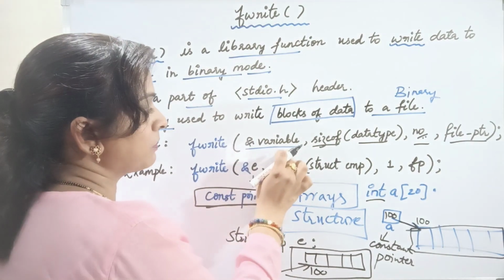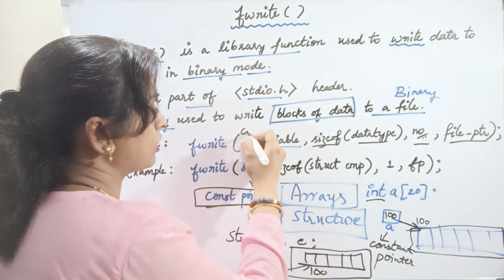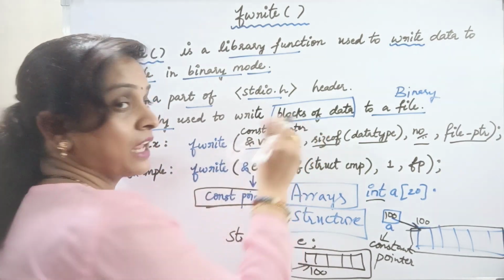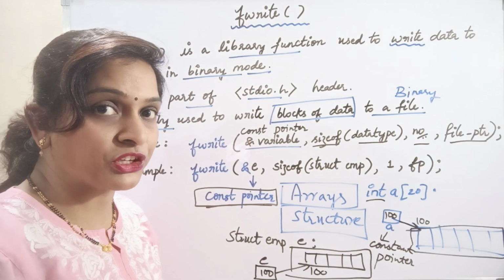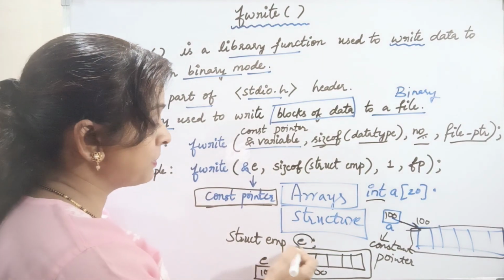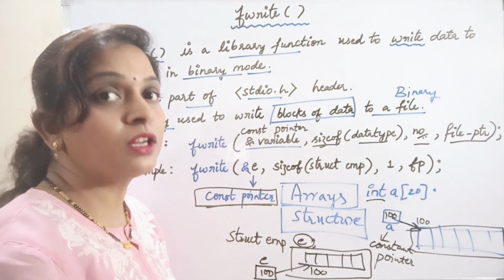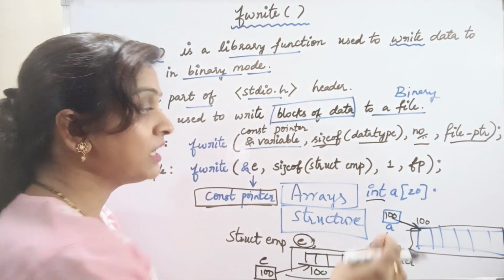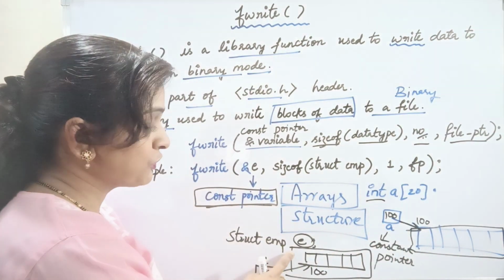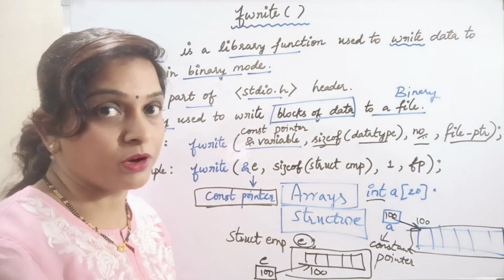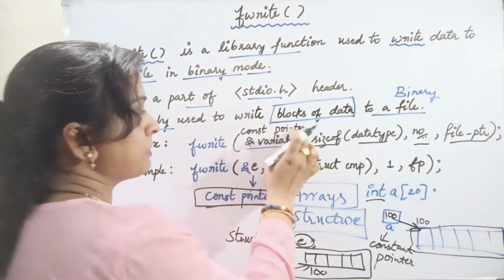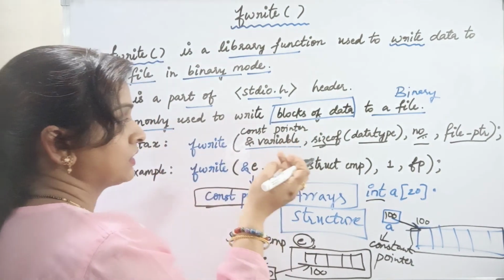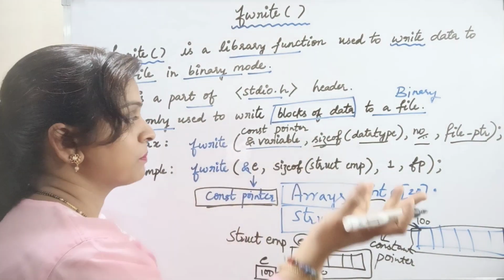So you can write the ampersand of a variable, or you can say a constant pointer, because an array name acts as a constant pointer, an implicit pointer. The same way, a structure variable acts as a constant pointer which points to the base address. Base address means the address of the first element in case of arrays. In case of a structure, the address of the first member. Got it? Now it can be a constant pointer. You can write it as a constant pointer as in the syntax, or you can say ampersand of variable.